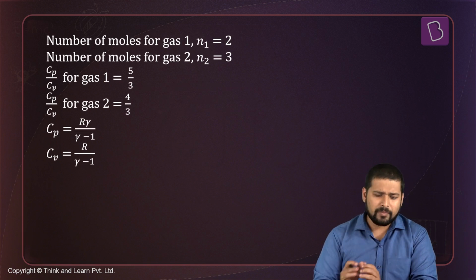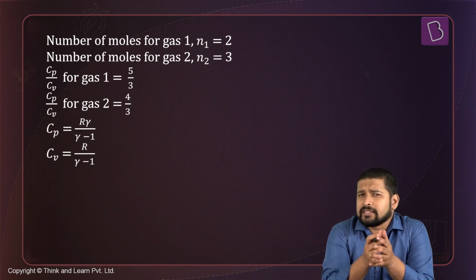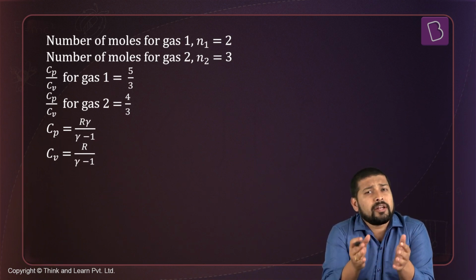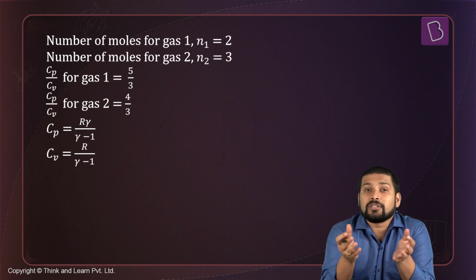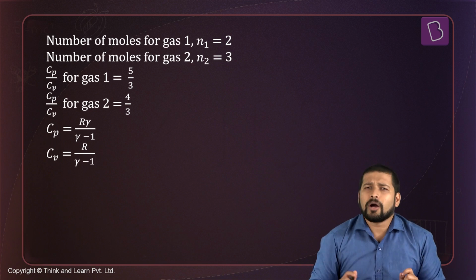So in this question, we have been given that there are two ideal gases and both of them mix. The number of moles for both of these gases are given. We have also been provided with the value of Cp and Cv, which means the value of gamma for both of these gases are given. We have to find the value of gamma of the mixture.